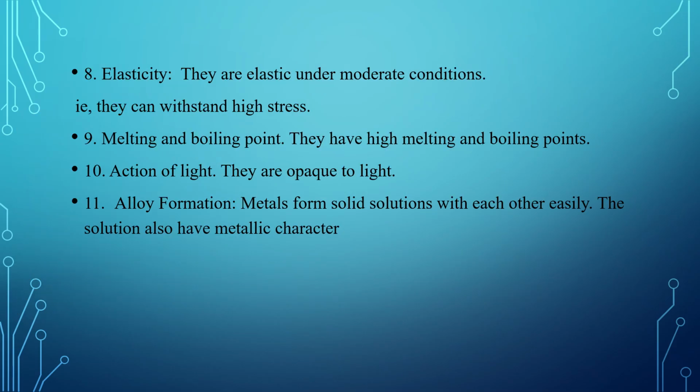Eighth property is elasticity. Metals are elastic under moderate conditions, meaning they can regain their original shape after being deformed. They are able to withstand considerable stress. Ninth one, melting and boiling points. Metals generally have high melting and boiling points due to the strong metallic bonds between their atoms. Tenth one, action of light. Metals are opaque, meaning they do not allow light to pass through them.